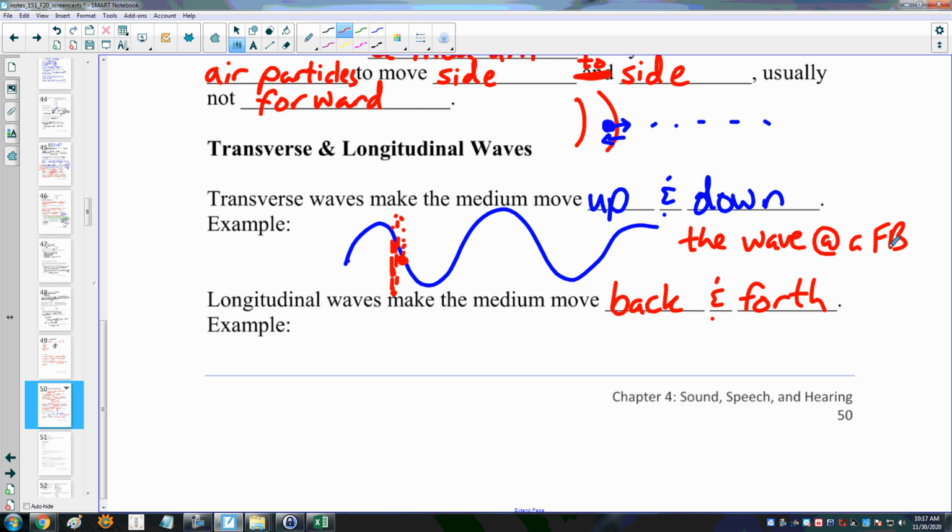In a longitudinal wave, the medium will move back and forth. And so a sound wave, which is a longitudinal wave, will make your air particles move in this direction, in this direction, as that sound wave moves through space. Two different types of waves, transverse waves and longitudinal waves.